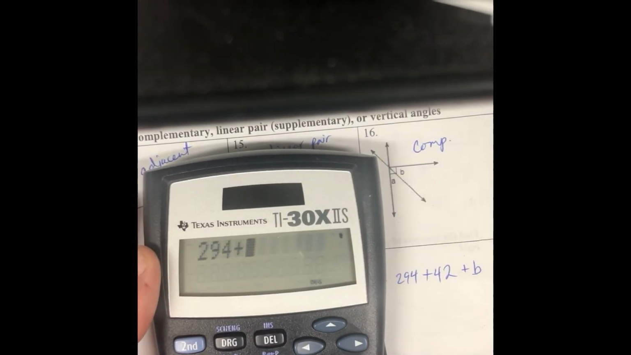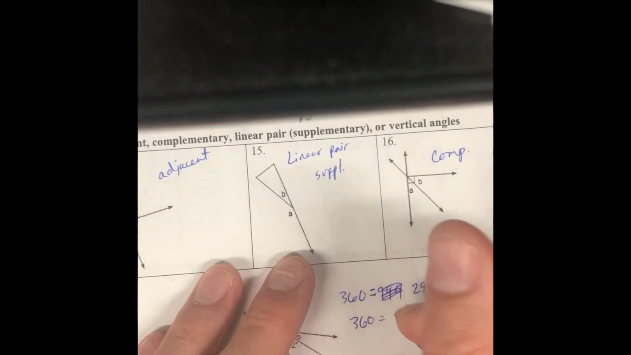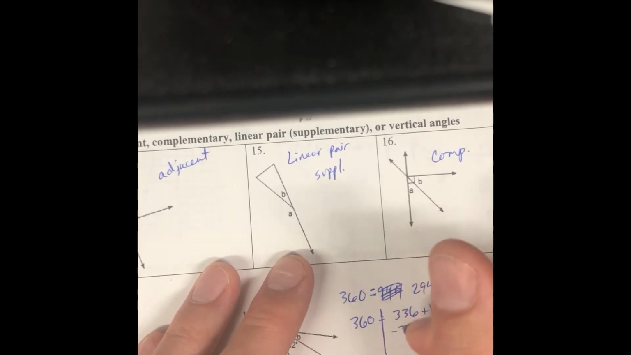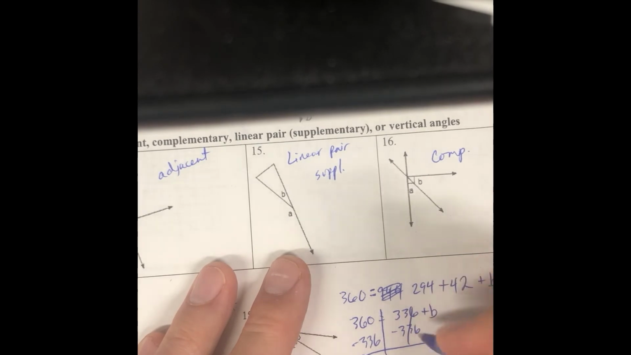294 plus 42 is 336. So 360 is equal to 336 plus B, and then minus 336. Let's see. That's 224.